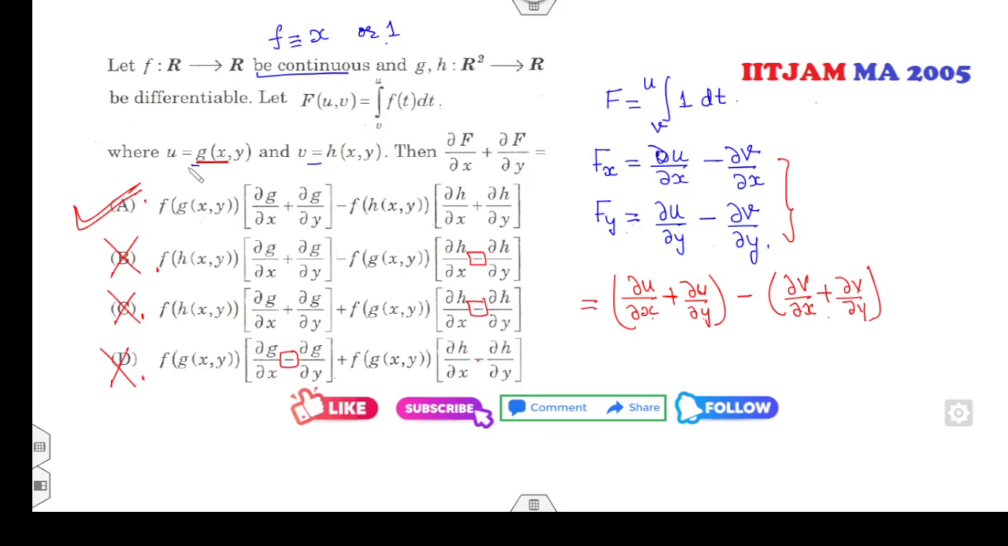Is it okay? So you can see that all these questions I had solved in a very simple manner.